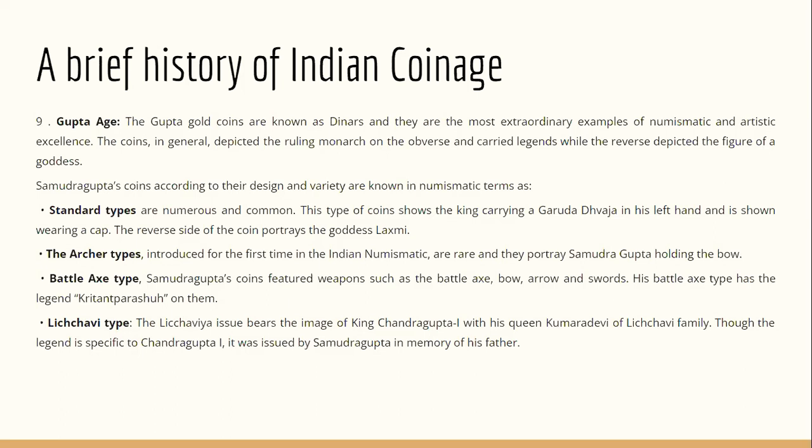Okay. Now let us move towards the Gupta age coins. So Gupta gold coins are called dinars. And when we talk about the Gupta period, Gupta period is called a golden age of Indian culture, and it is considered to be one of the most prosperous periods of Indian history. So here we find that this is the peak phase of the representation of the coins, and these are known for their artistic excellence.